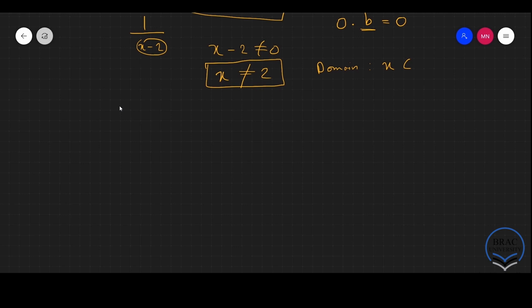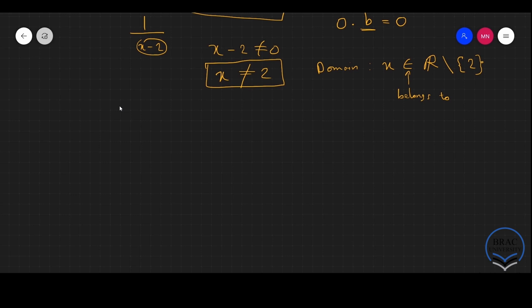So x, this symbol means belongs to, or is a member, or is an element of. So this just means belongs to the set of real numbers, with the exception that x cannot be equal to 2.